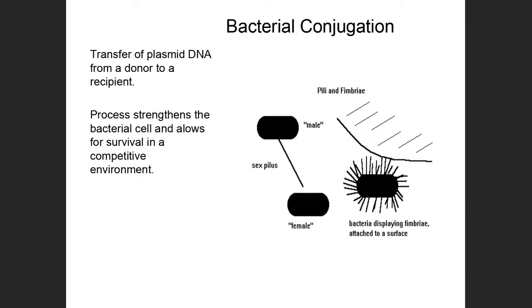So, again, it's about one organism being the donor, and the other organism being the recipient, right? And the plasmid gets shared from the donor to the recipient. Again, this is a process that allows these organisms to survive in a competitive environment because it allows the sharing of plasmids, which means that it makes those cells harder to kill, right? Because now they have the resistance to an antibiotic.